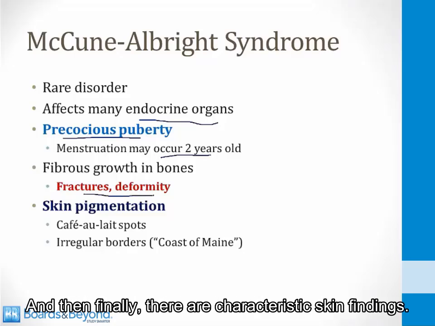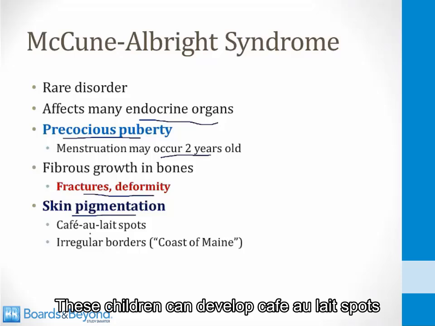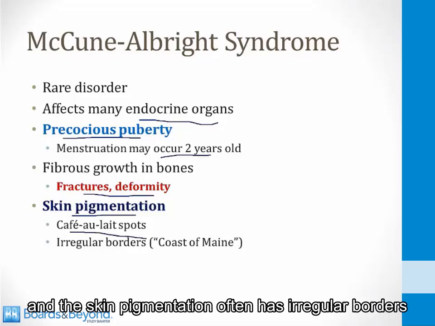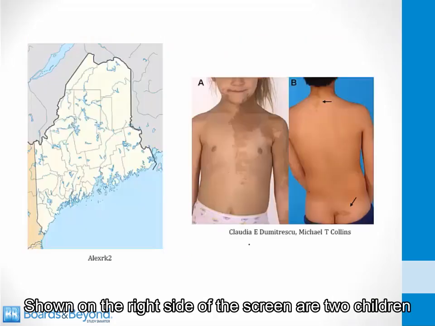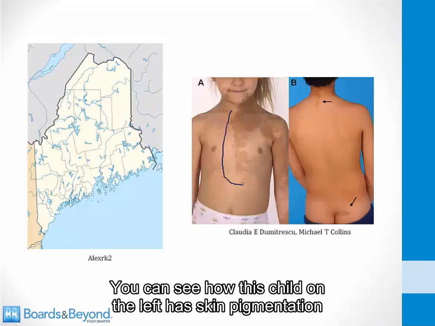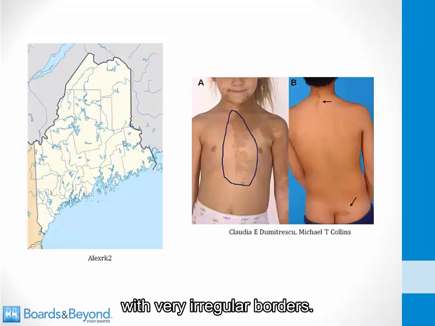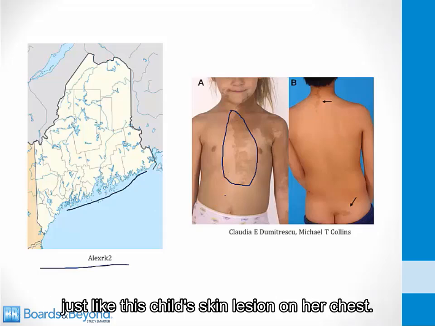And then finally, there are characteristic skin findings. The skin becomes pigmented. These children can develop café au lait spots, and the skin pigmentation often has irregular borders that is classically described as appearing to look like the coast of Maine. Shown on the right side of the screen are 2 children with skin lesions from McCune-Albright syndrome. You can see how this child on the left has skin pigmentation with very irregular borders. And in case you don't know what the coast of Maine looks like, this is a map picture of Maine, and you can see how the coast is very irregular, just like this child's skin lesion on her chest.